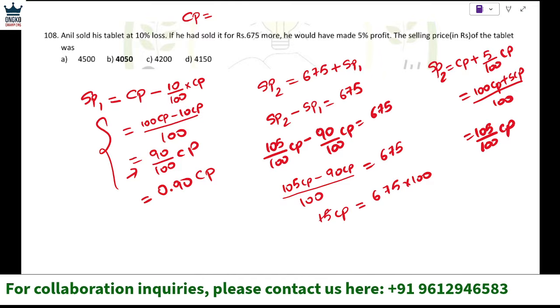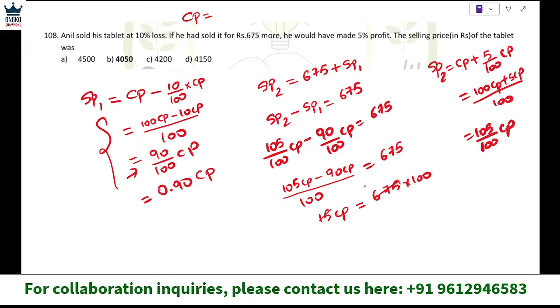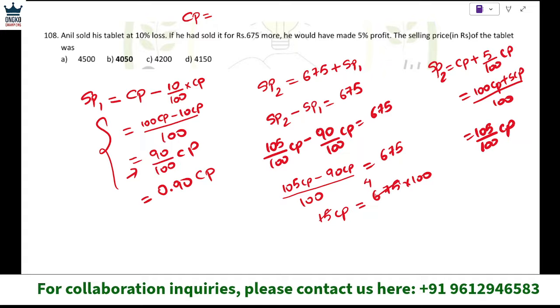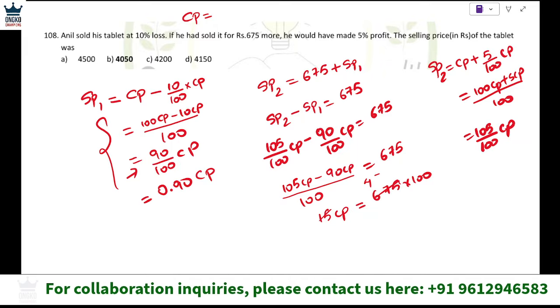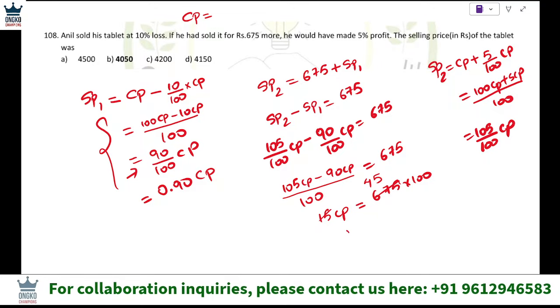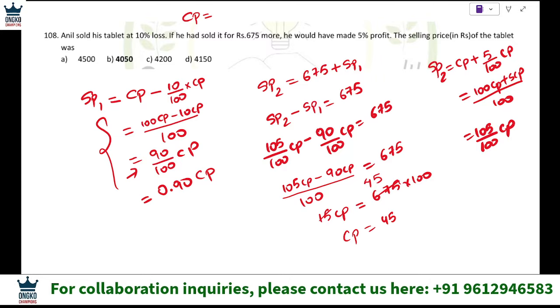So 15 times 1, 15 times 4 is 60, and 15 times 5 will give us 75. So here the cost price is 4500.